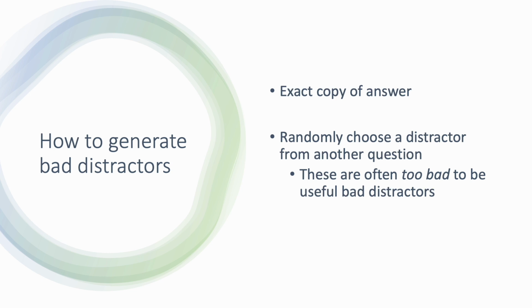Another thing we could do is just randomly choose a distractor from any other question. But unfortunately, these are often too bad to be really good bad distractors. They're just too different from the current question. They're often completely off topic, and so they're easy to spot. So those are examples of bad distractors that are too bad. They're not good distractors.